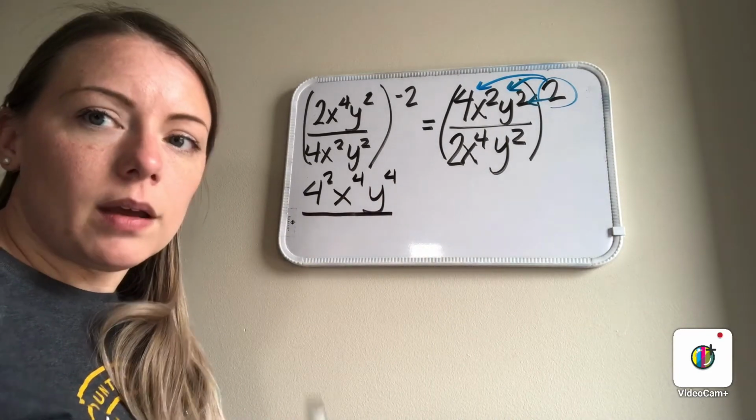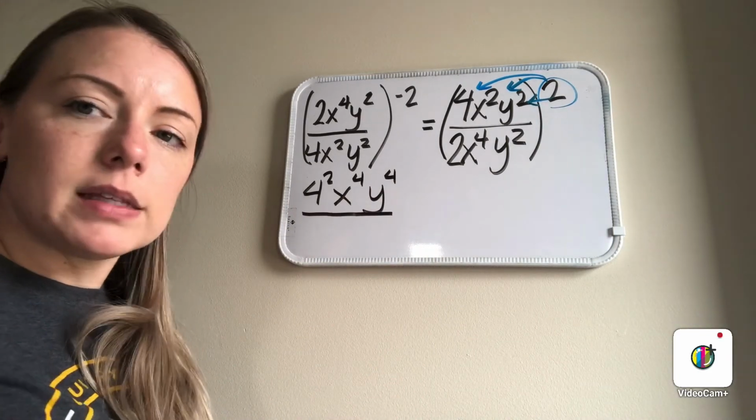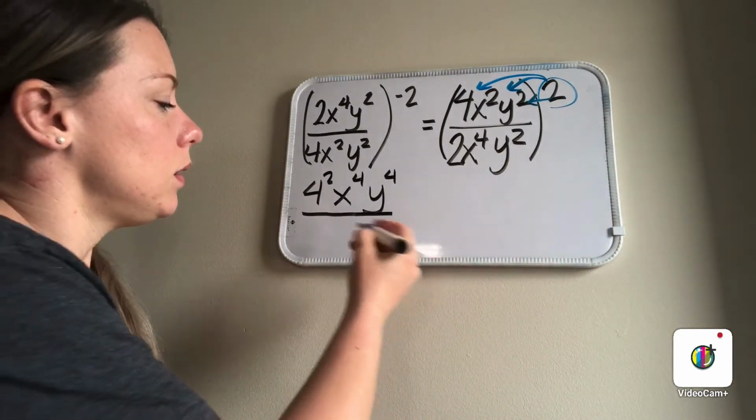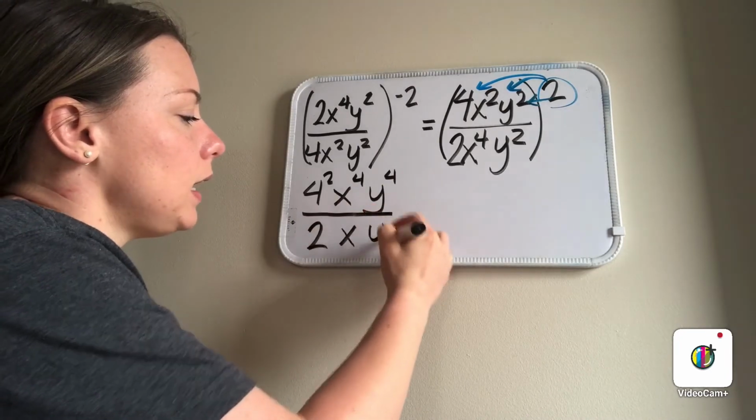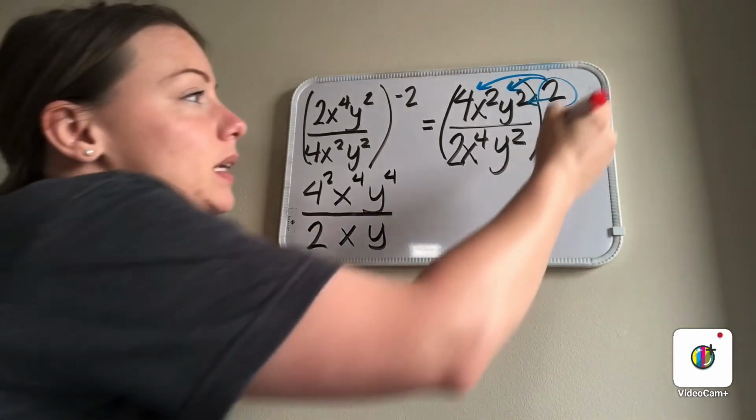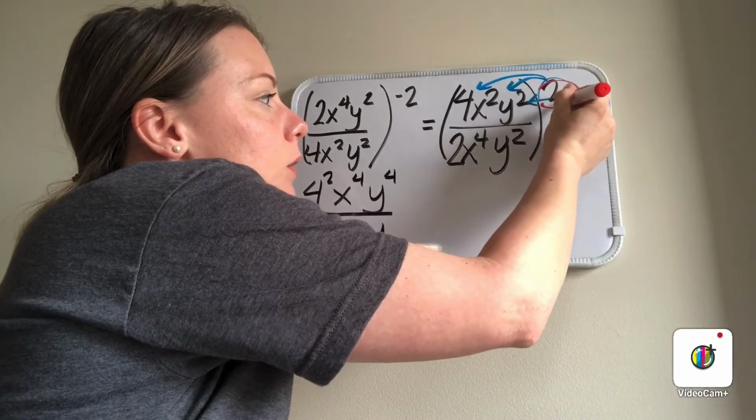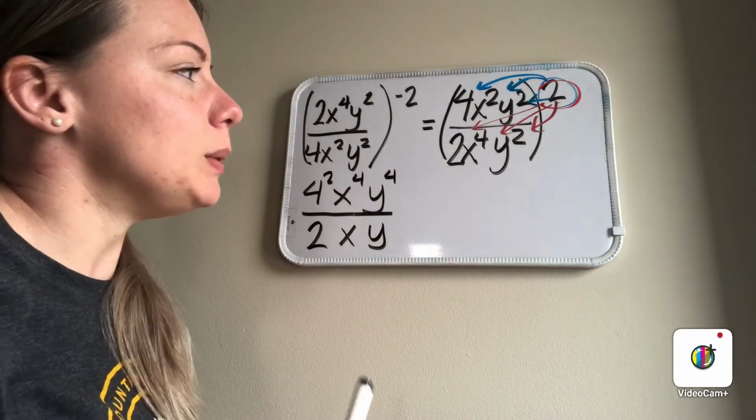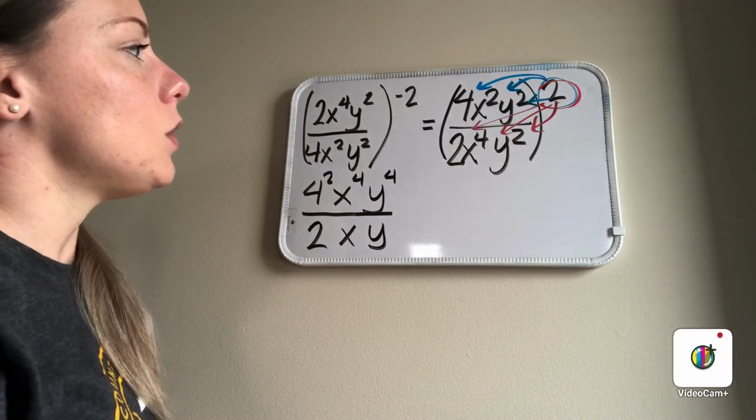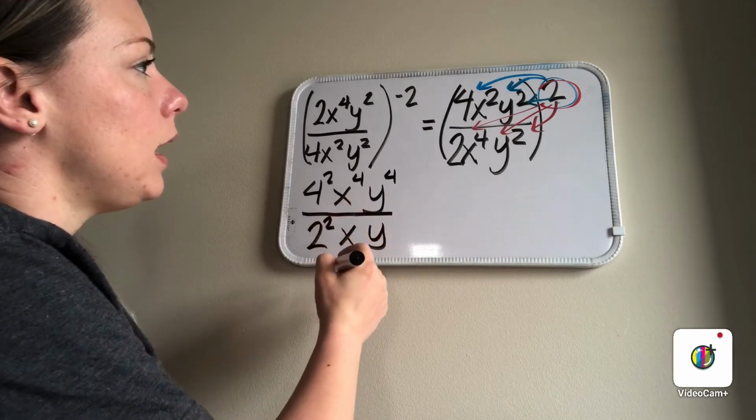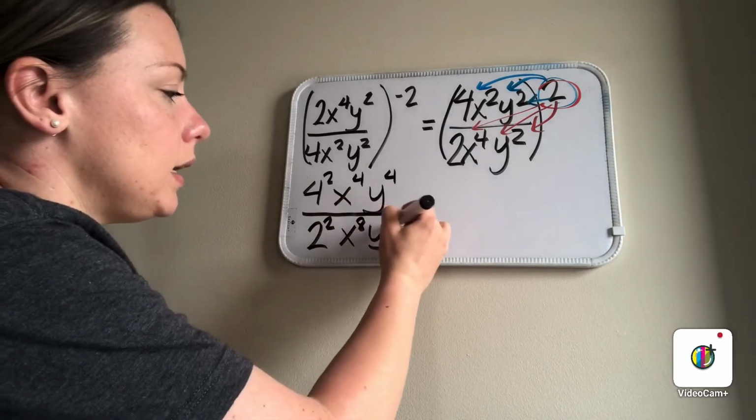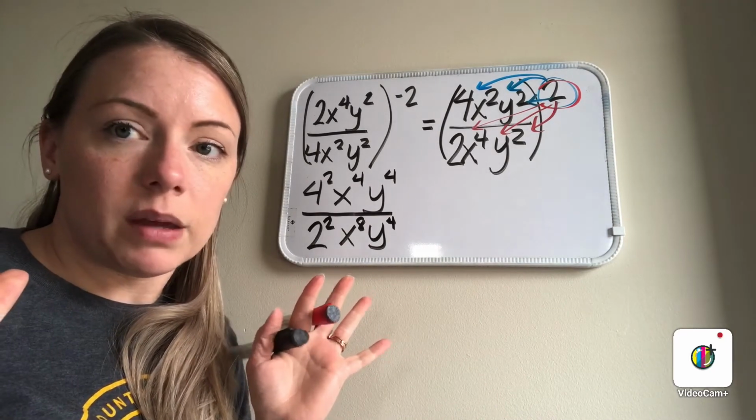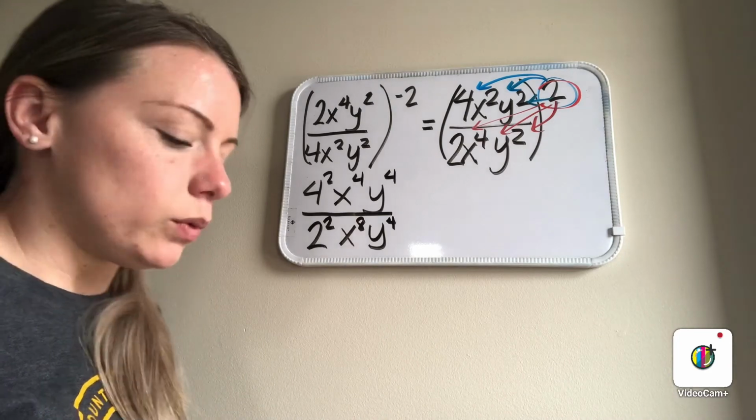All right, now I have everything in the numerator taken care of. Let's take care of the denominator. So again, we're going to keep all of those bases the same. So I'd have 2, I'd have x, and I would have y. And I'm going to take my outer exponent and distribute it to each of my inner exponents. So I know that looks super crazy, but just follow the red. So I'd have 2 to the 2nd power, x to the 8th power, and y to the 4th power. All right, so far I've taken care of my power of quotient. I don't have to worry about that rule anymore.